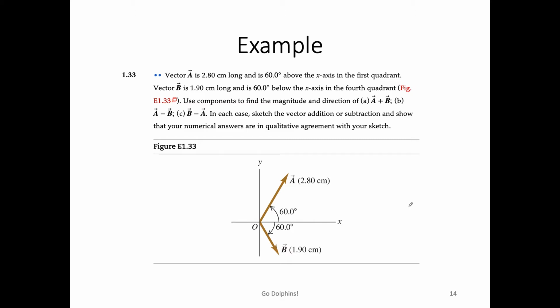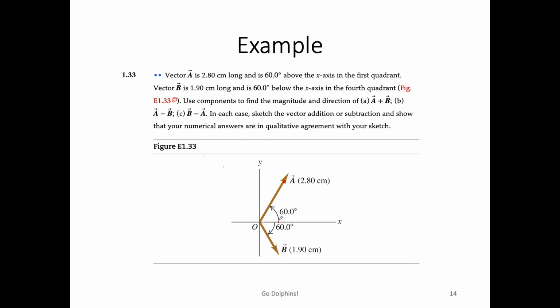So let's use some more examples to help us understand. We have vector A, its magnitude is 2.8 centimeter, and its direction is 60 degrees above the x-axis. This is vector A in the first quadrant. Vector B, magnitude 1.9, is 60 degrees below positive x in the fourth quadrant. Okay, my question, what's the angle of B?